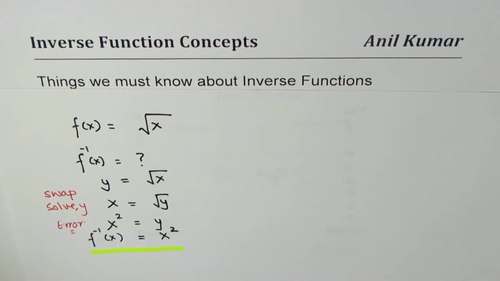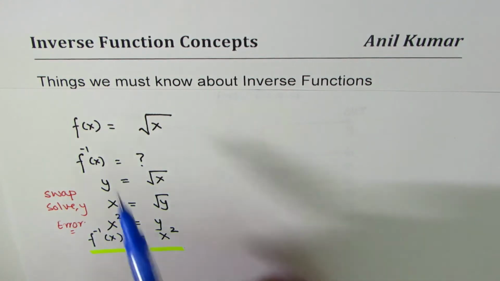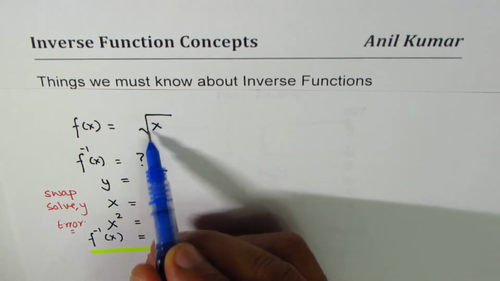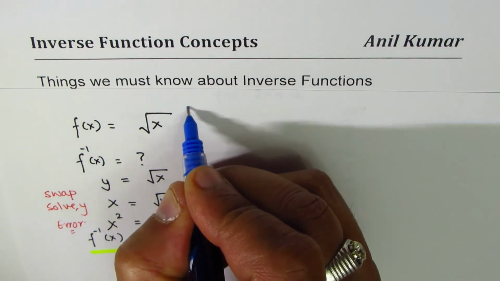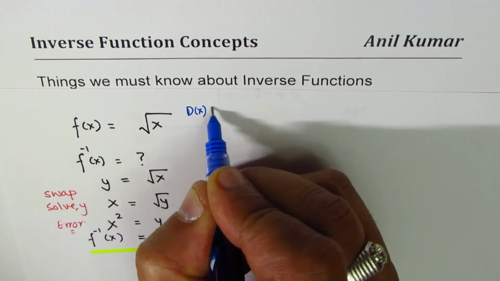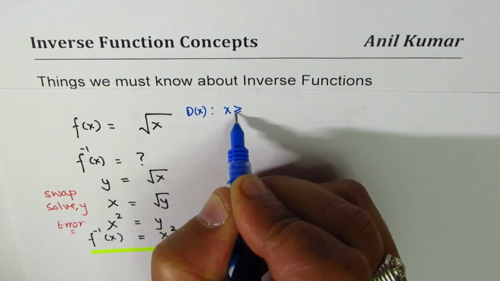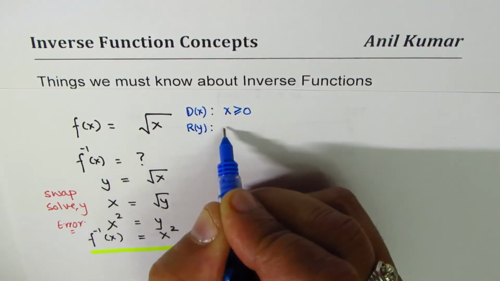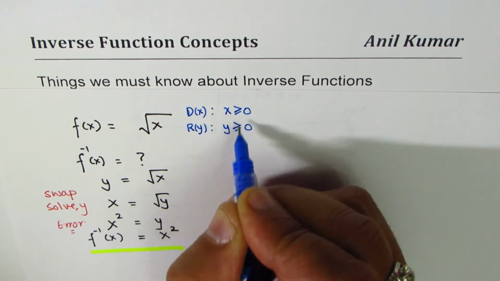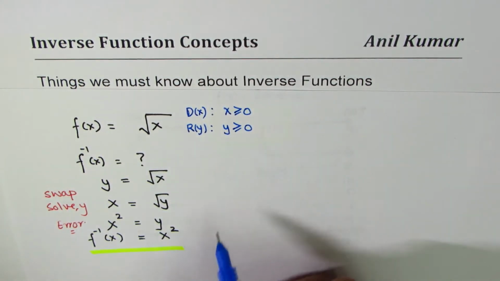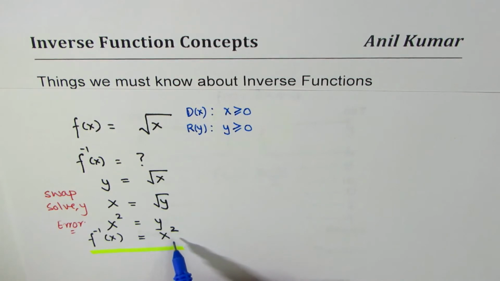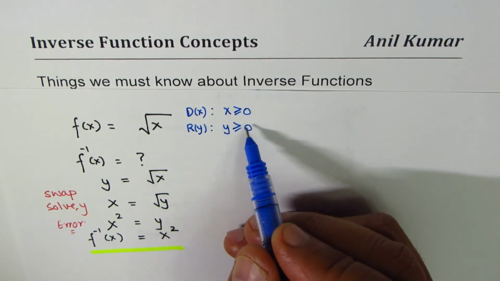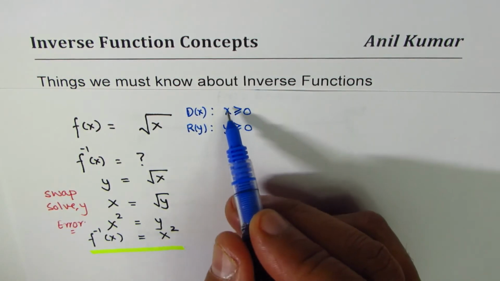This is very important, and that is why I had extended this video. Now, the important thing to understand here is, what is the domain and range of square root of x? The domain for square root of x is x greater than or equal to 0, and the range is also y greater than or equal to 0. Is that okay? Now, when you do the inverse of a function, domain and range swap. So range becomes the domain.